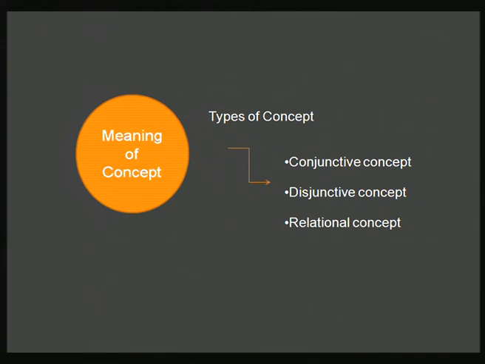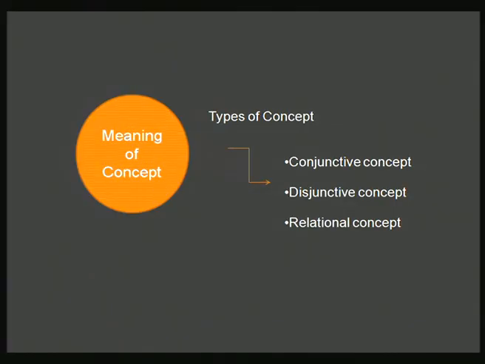What do you mean by this conjunctive concept? This conjunctive concept means the concepts defined by the presence of one or more essential attributes. Such concepts are known as conjunctive concepts. And we know that such type of concepts are always connected with the other by the term and.